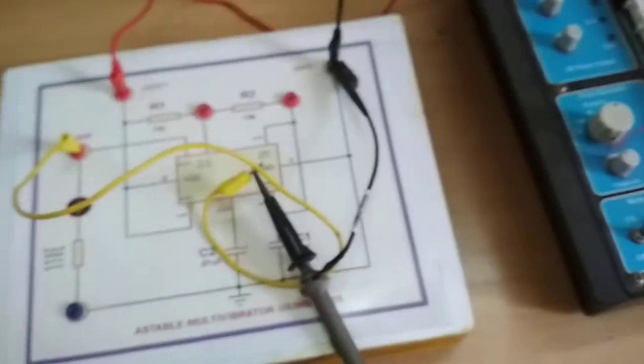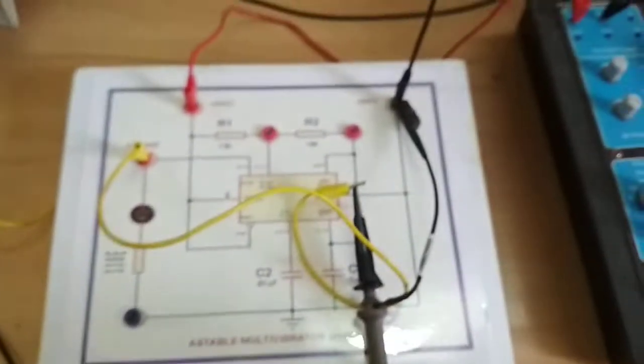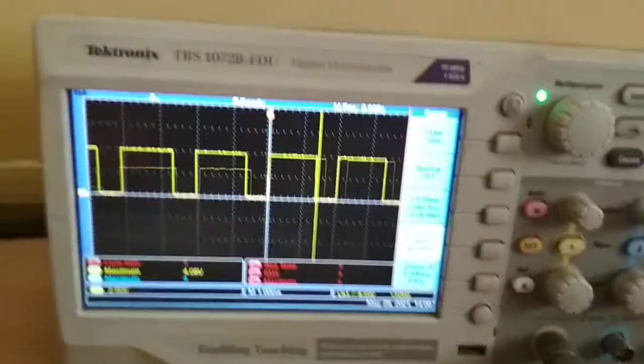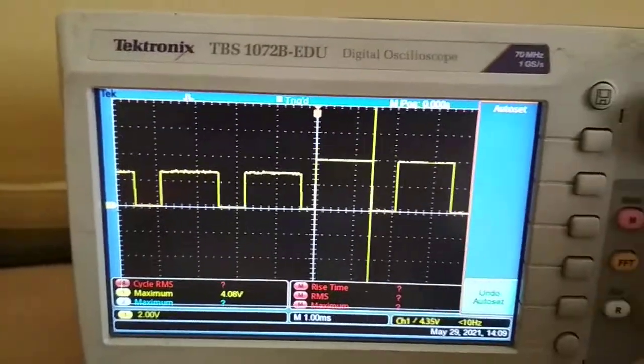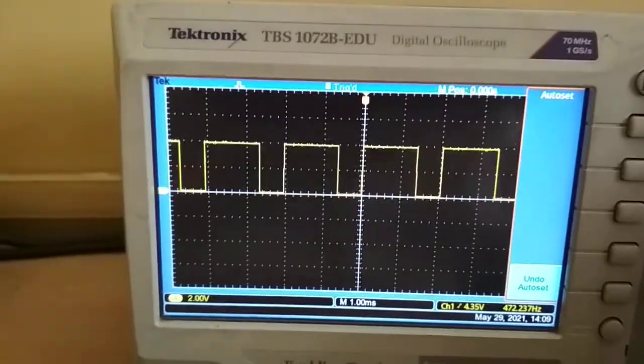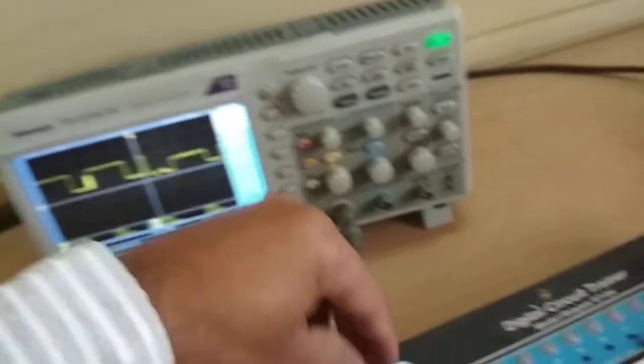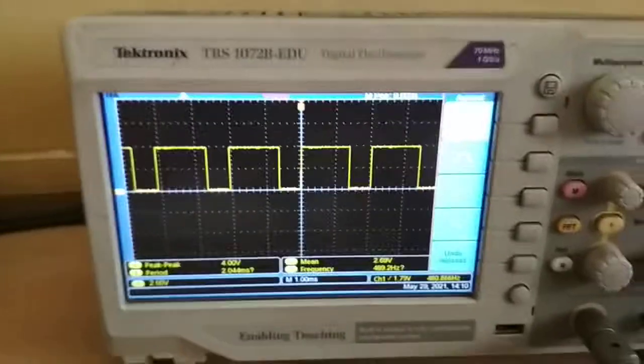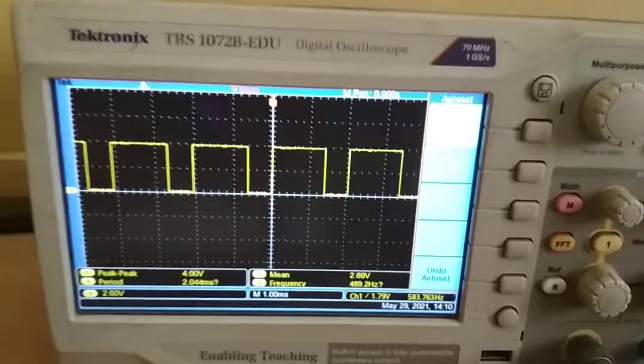Now you can see this multivibrator. Here I have not connected any input. Internally it will generate the trigger input and produce the output. Here you can see the output is generated, which is a square waveform. So this is a square waveform produced by this astable multivibrator.